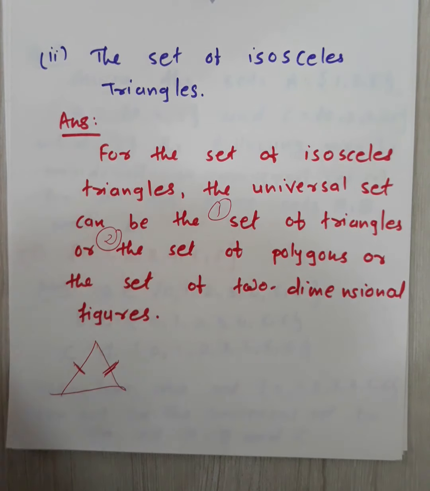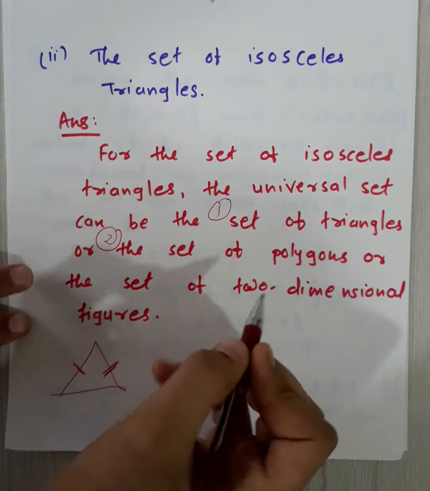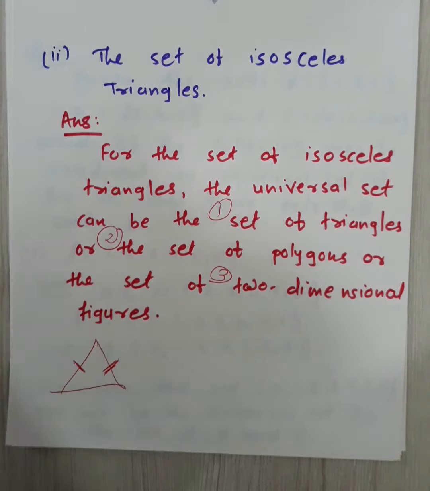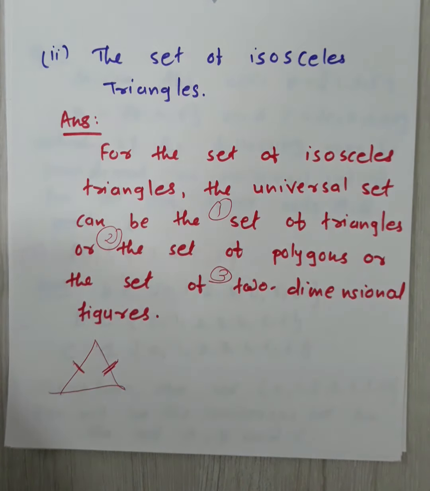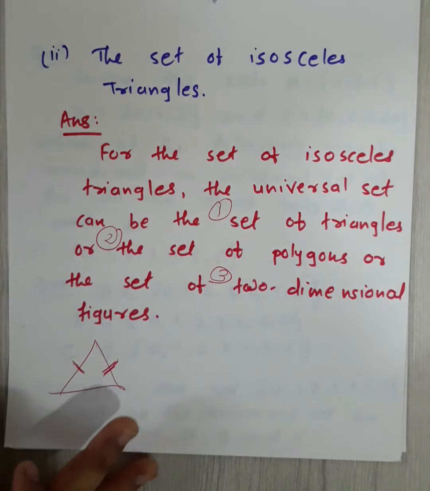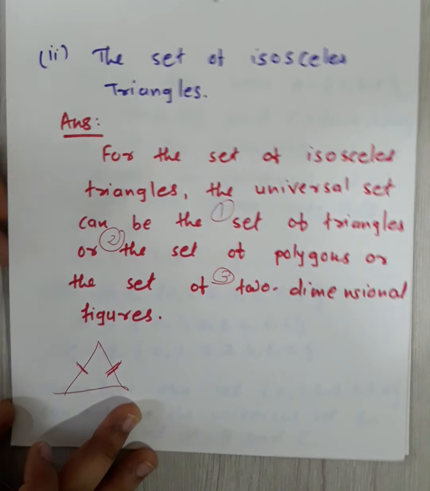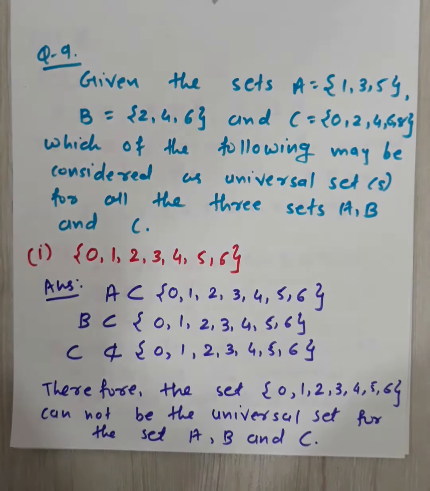And second is 2-dimensional shape. 2-dimensional means having width and height and no thickness, such as squares, circles, triangles, hexagon, rhombus, etc. These are 2-dimensional objects. So this is also a universal set. In this way we can write down the universal set.